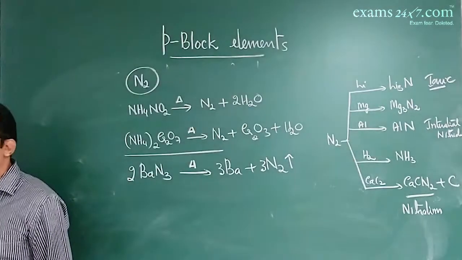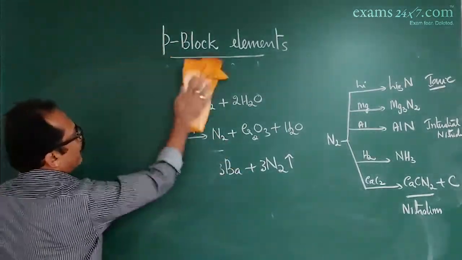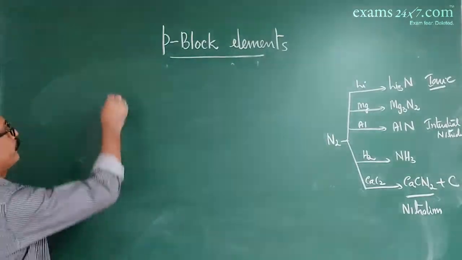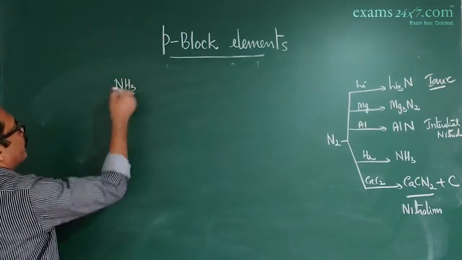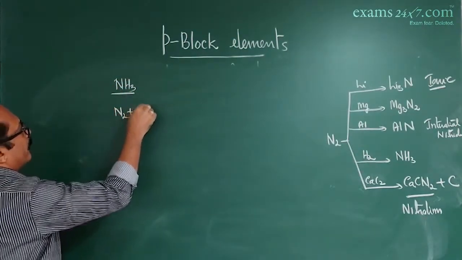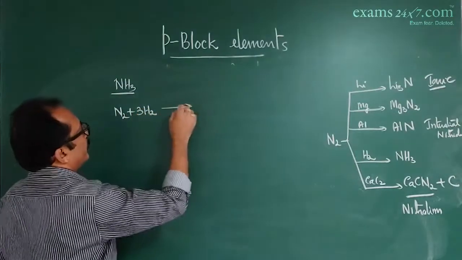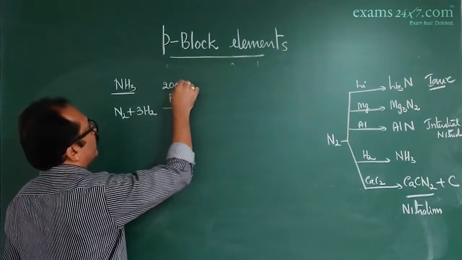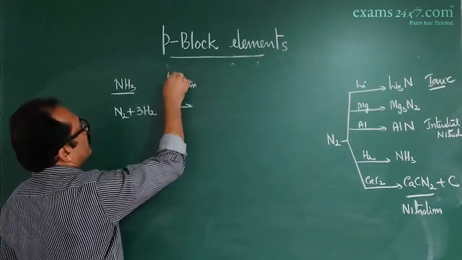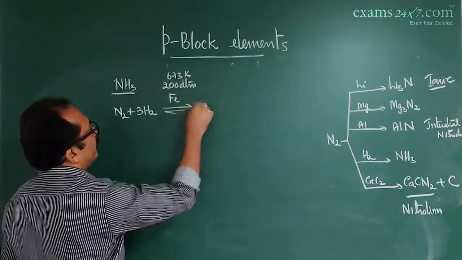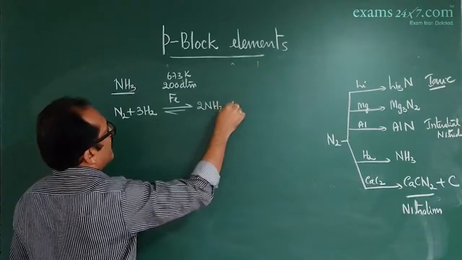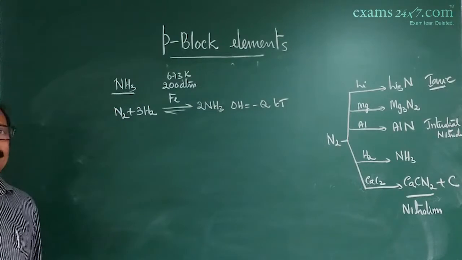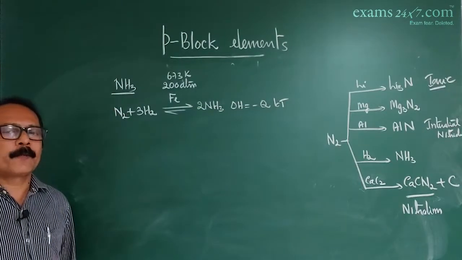Now, next about ammonia. In ammonia, about the manufacture of ammonia by Haber's process. So nitrogen reacts with hydrogen in the presence of iron as a catalyst at 200 atmospheric pressure, around 673 Kelvin, that gives ammonia. And this reaction is exothermic and it is a reversible reaction. It is about Haber's process in the manufacture of ammonia.